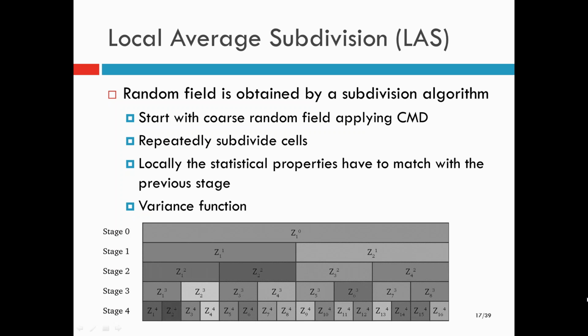Then the last method I looked into is the local average subdivision method. In this method, a random field is obtained by a subdivision algorithm. The algorithm starts with a very coarse random field mesh, and for this mesh we generate a random field with the covariance matrix decomposition method, and thereafter we repeatedly subdivide every cell and ensure that the statistical properties match with the previous stage, and for this we use a variance function. And the process can be seen in the picture below.